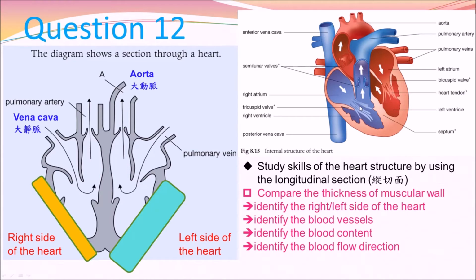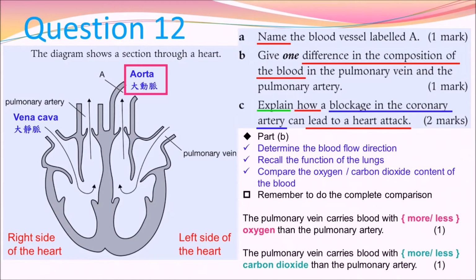So you can gather some skills for analyzing the heart structure. And then we go to the question. Question A, name the blood vessel labeled A. I gave you the answer already: aorta. So that's how it should be. It is good practice to do the labeling first.